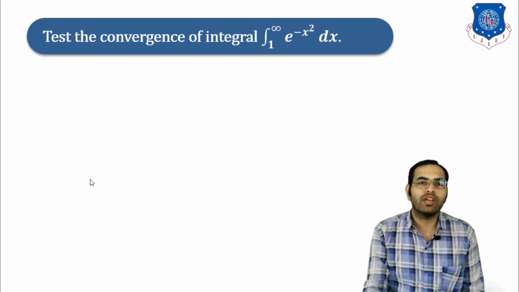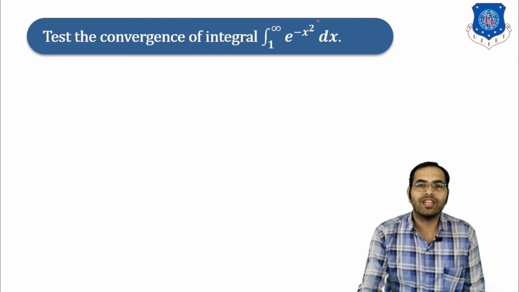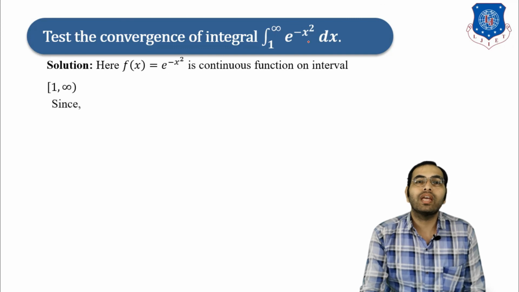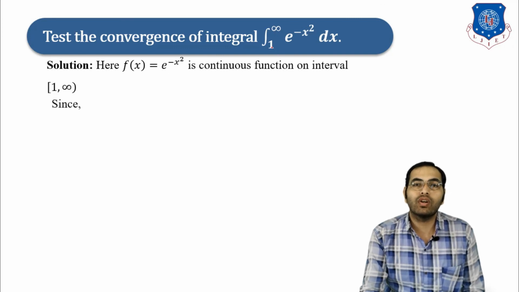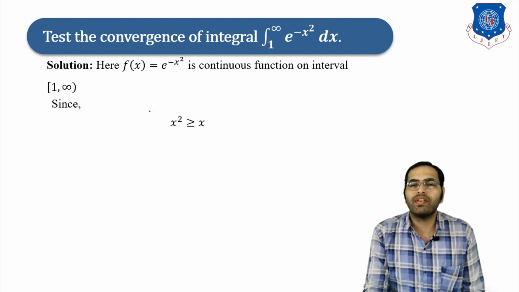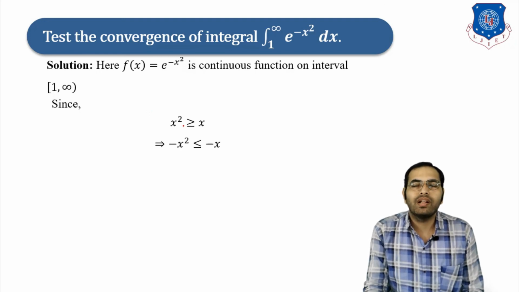Let's check out one more example. Test the convergence of the integral from 1 to infinity of e raised to minus x square dx. Here e raised to minus x square is a continuous function on the interval 1 to infinity. Since x square is greater than or equal to x, whenever we substitute any value of x, then multiplying both sides by minus 1 implies minus x square is less than or equal to minus x. Then applying the exponential, e raised to minus x square is less than or equal to e raised to minus x.